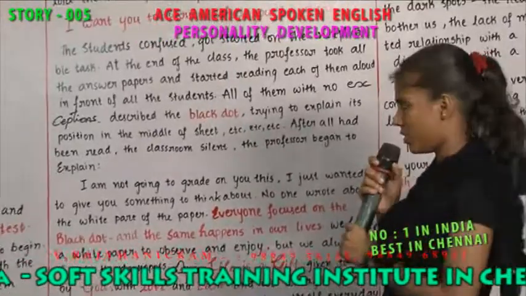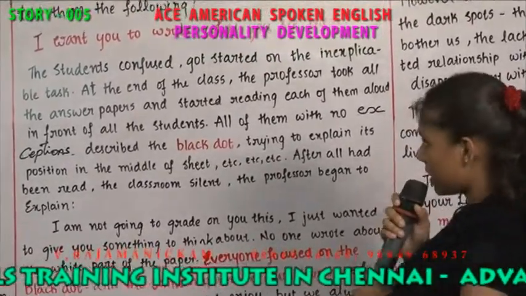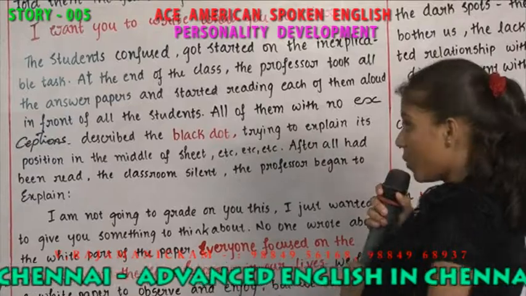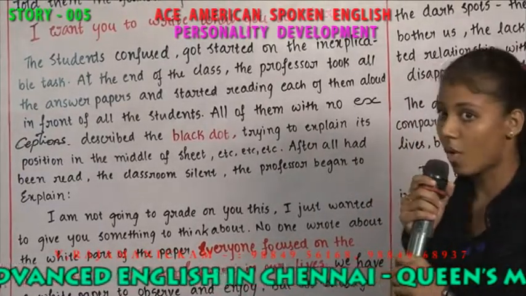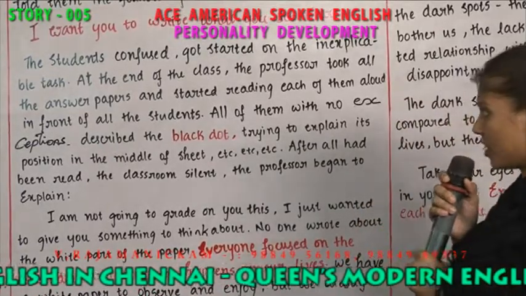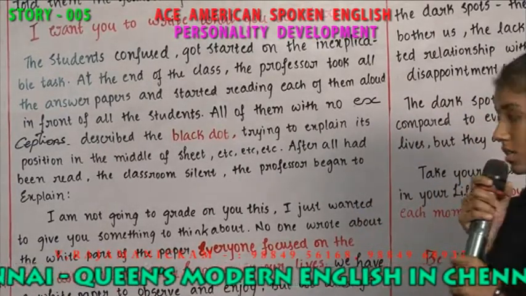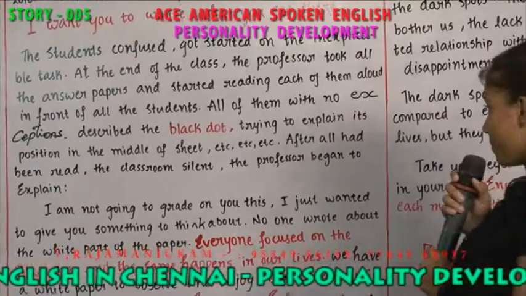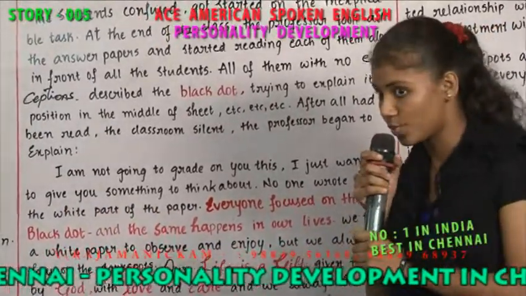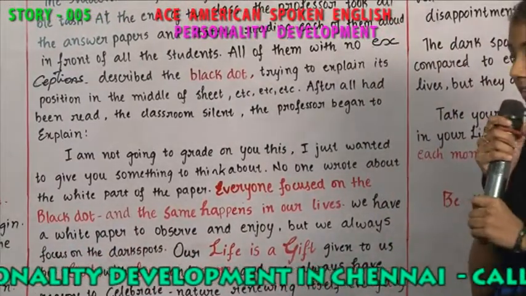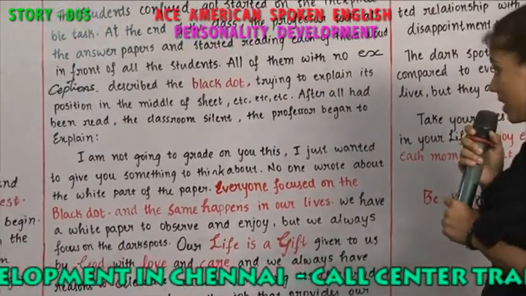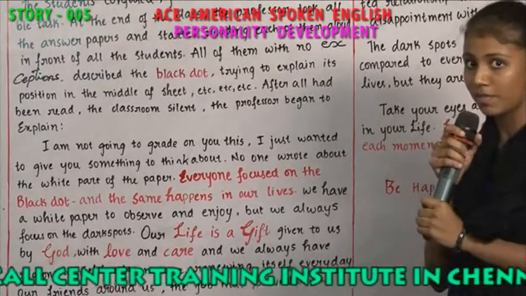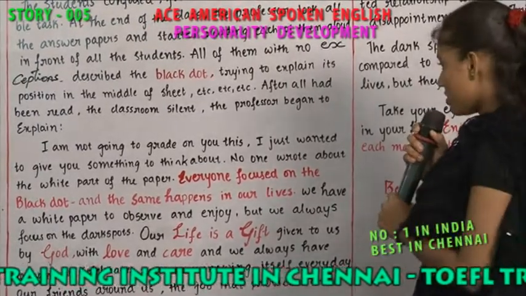The students, confused, got started on the inexplicable task. At the end of the class, the professor took all the answers and started reading each of them aloud in front of all students. All of them, with no exceptions, described the black dot, trying to explain its position in the middle of the sheet, etc. After all had been read, the classroom silent, the professor began to explain: I'm not going to grade you on this. I just wanted to give you something to think about. No one wrote about the white part of the paper. Everyone focused on the black dot.